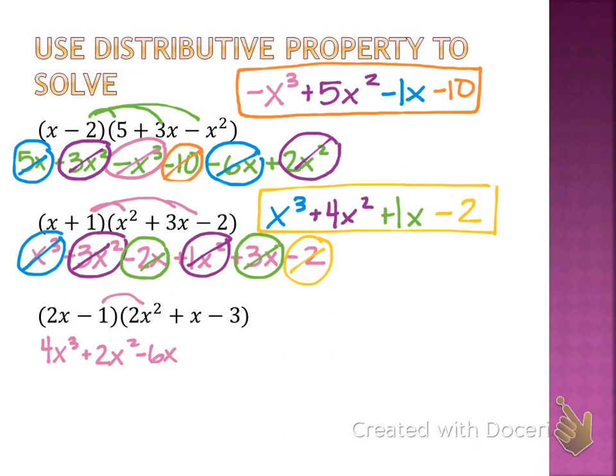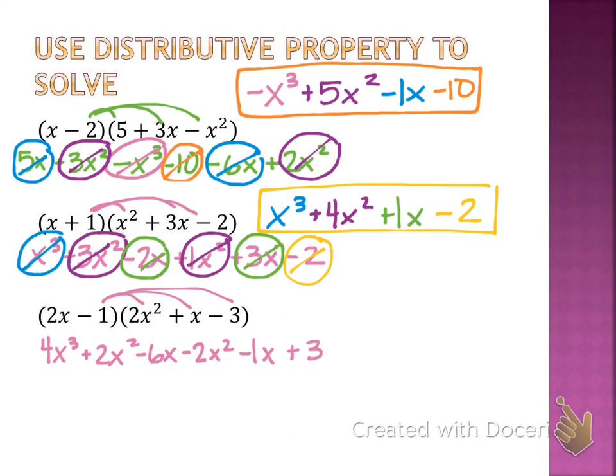Okay? Negative 1 times 2x squared is negative 2x squared. Negative 1 times x is negative 1x. And negative 1 times negative 3 is positive 3.